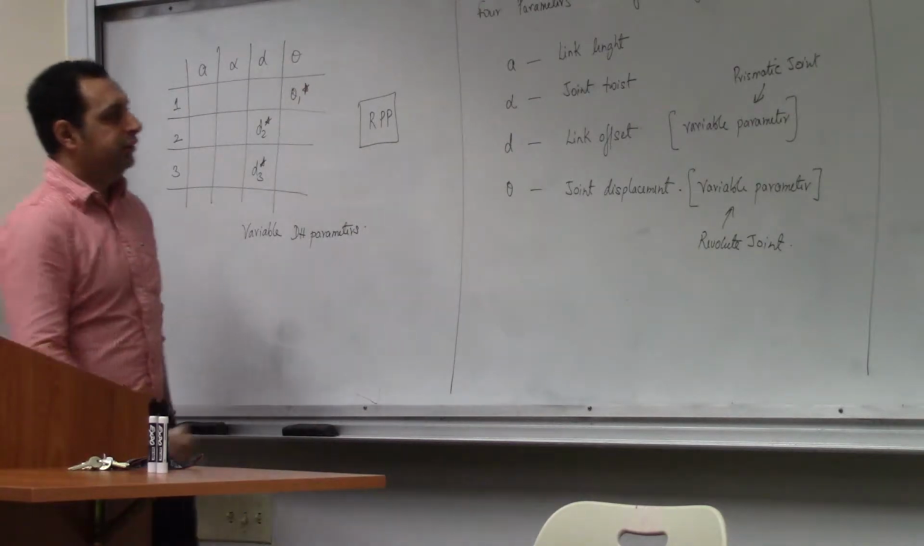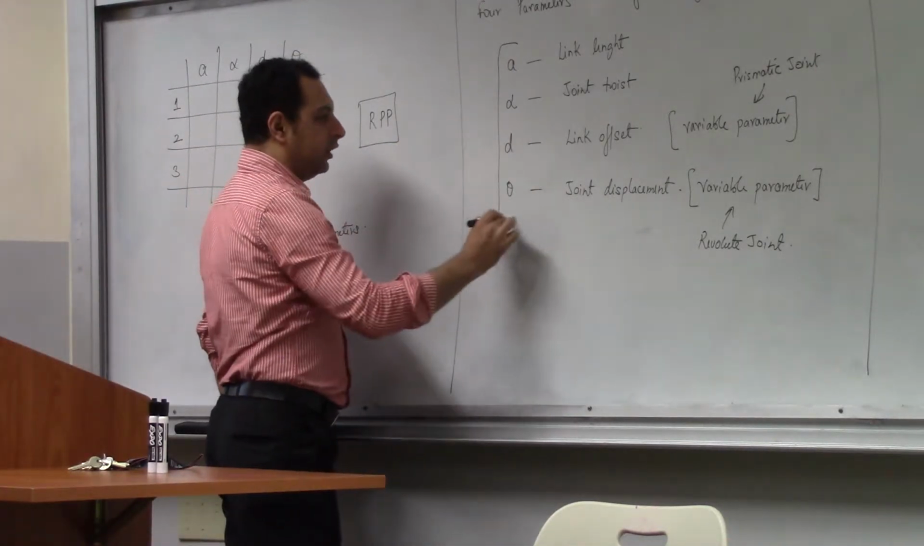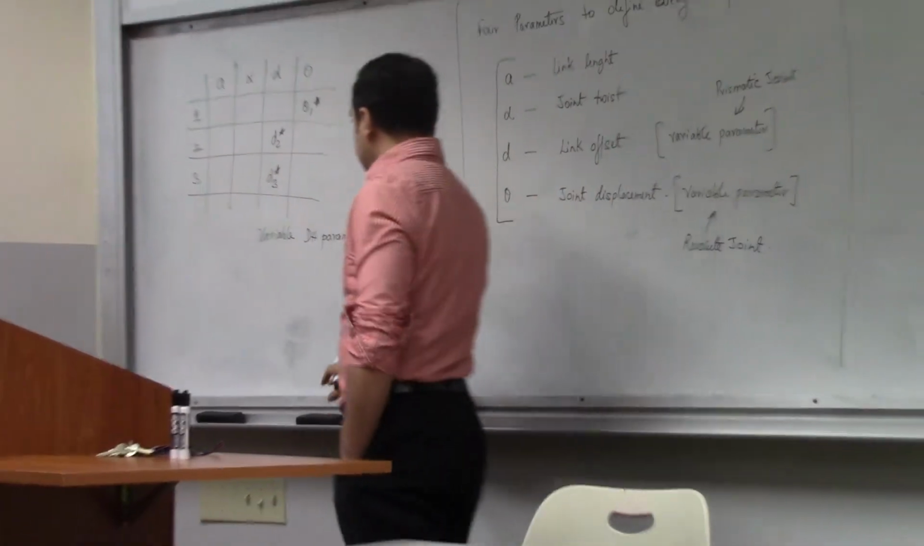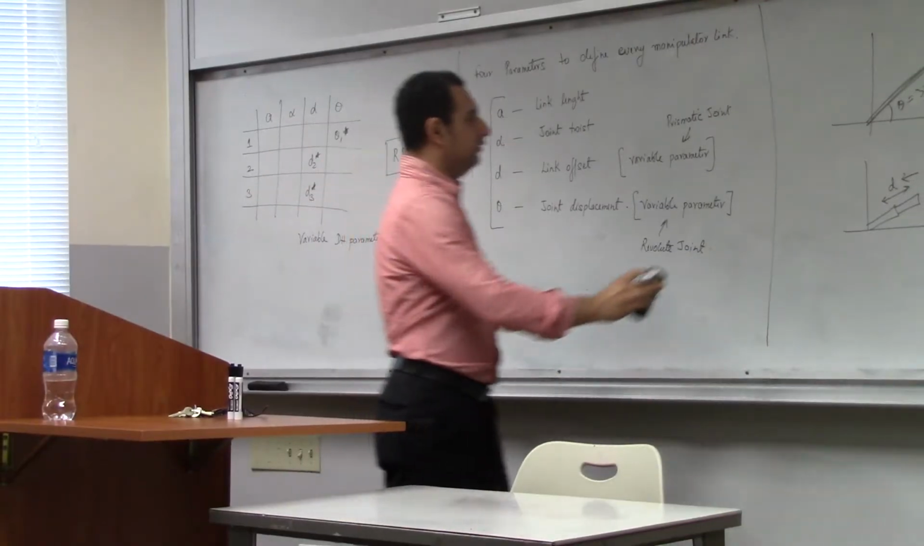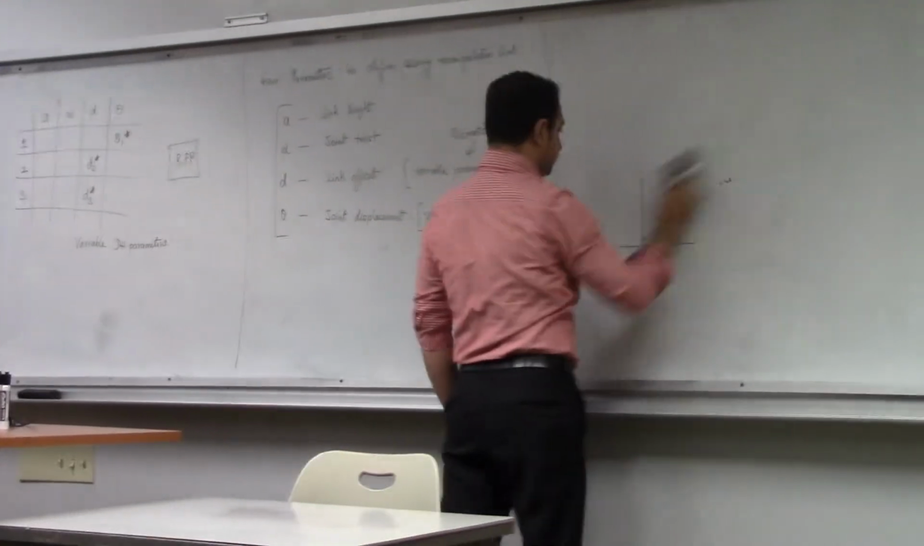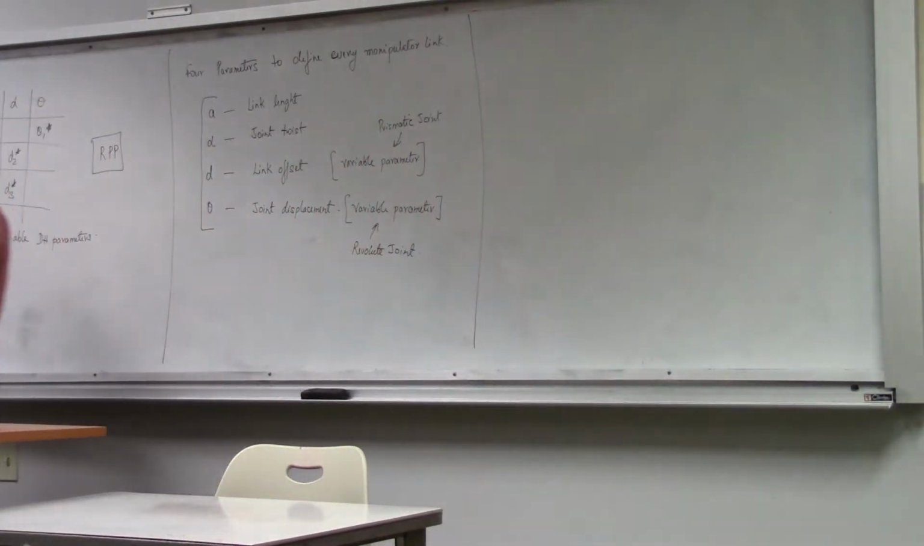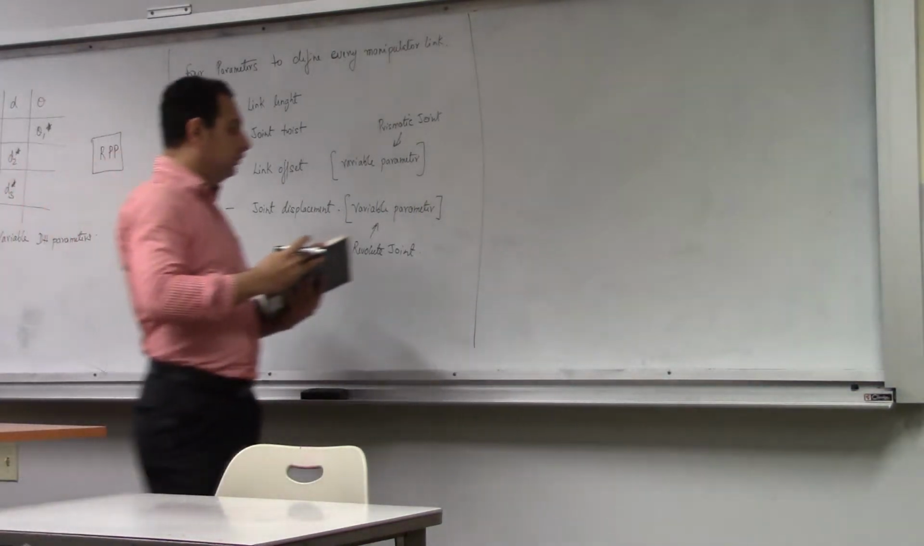So eventually we need to know how to find out the four parameters, A, alpha, D, theta, for a given structure. So how do we do this? Let's say that we have two links, so we have a simple structure. Let me draw this and then we'll go ahead with it.